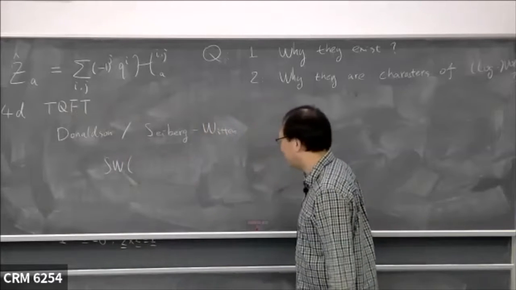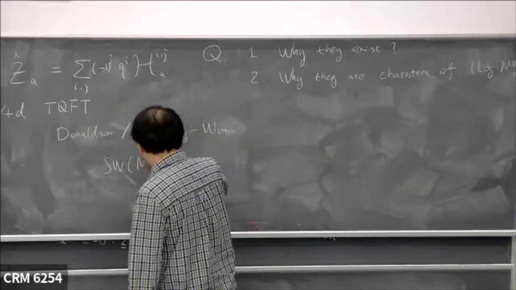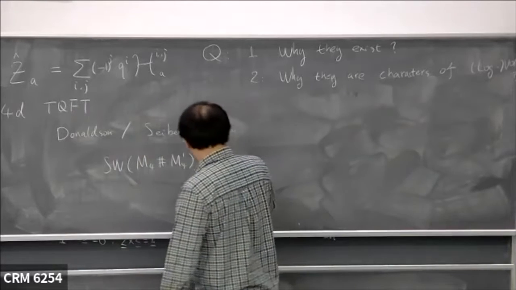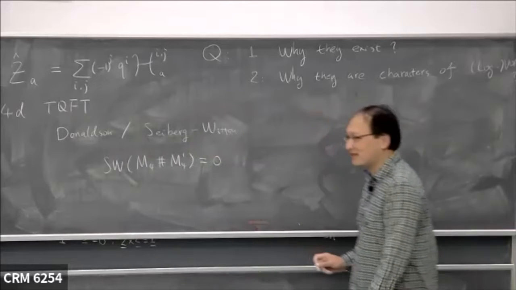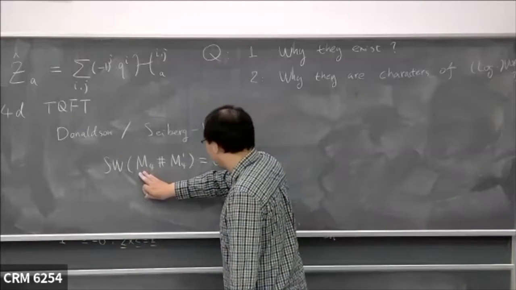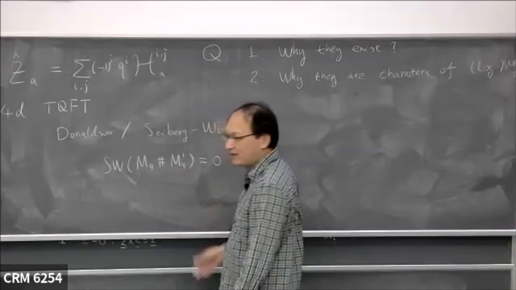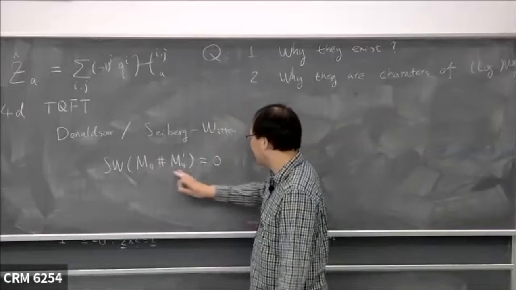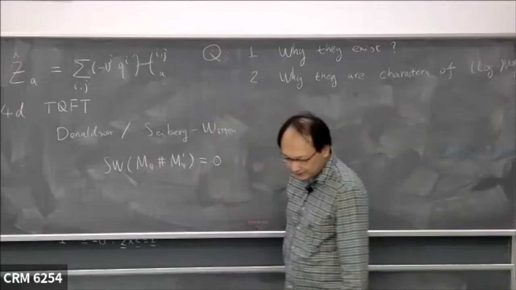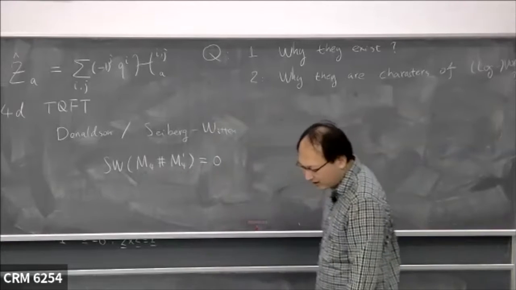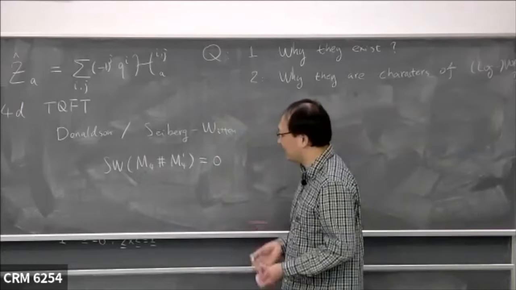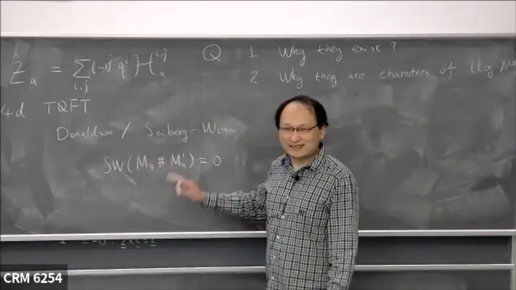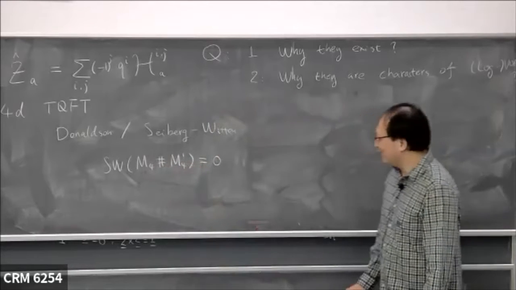One way to get zero is by looking at Seiberg-Witten invariants associated with connected sums. And this is going to be zero if you have M4 and M4 prime. You have Seiberg-Witten invariants defined for them individually. And then you take the connected sum, then it's going to be zero. And that's one way of getting zero. There are actually a lot of ways of getting zero. So for example, if the Betti number is not correct, then it's zero. And then there are many ways of getting zero.